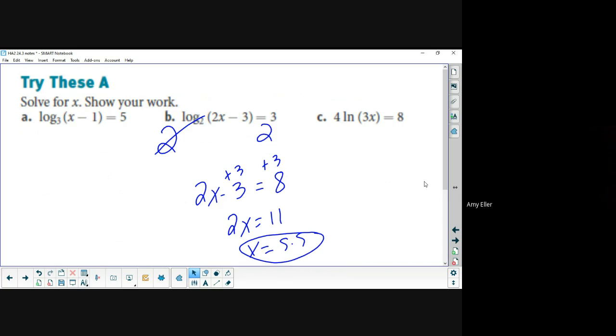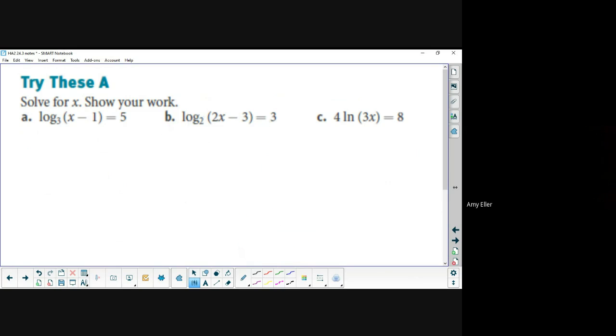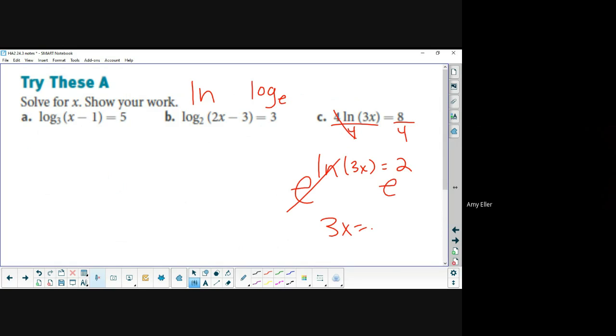All right, letter C. Don't forget to get rid of the times 4. That's completely outside, not really in the log. So divide by 4 because it's being multiplied. Remember, ln is a log of base e. So the inverse of log base e is an exponent that has a base of e. So I would have 3x equals e to the second.